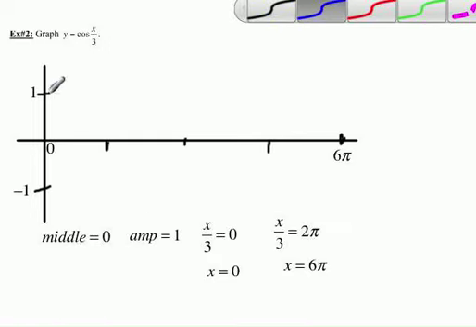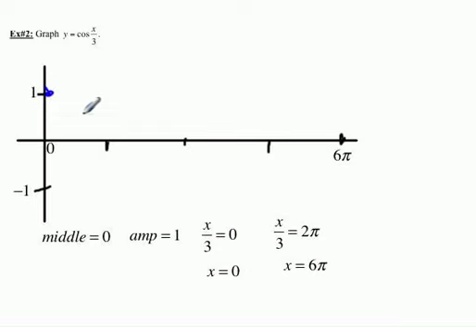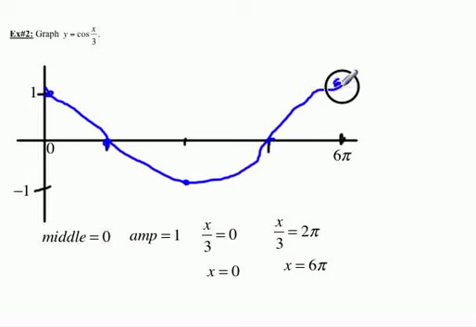Cosine starts at the amplitude, goes to the middle, goes down to the amplitude, back to the middle, and then back up to where we started from at the amplitude. And we can connect them as best we can. Now, it should kind of curve into a peak at the endpoints. It's kind of hard to draw on this computer.